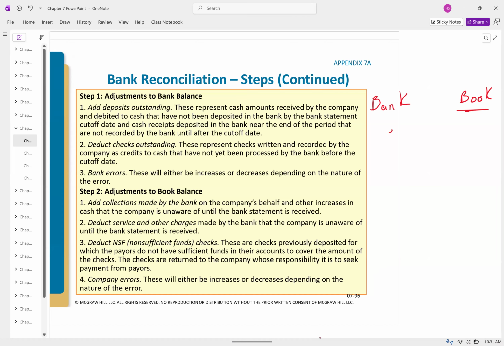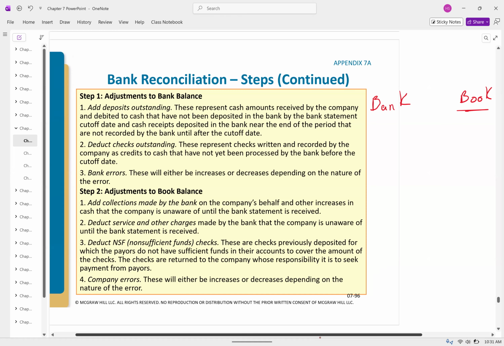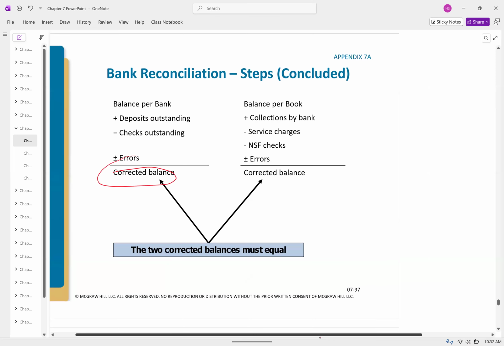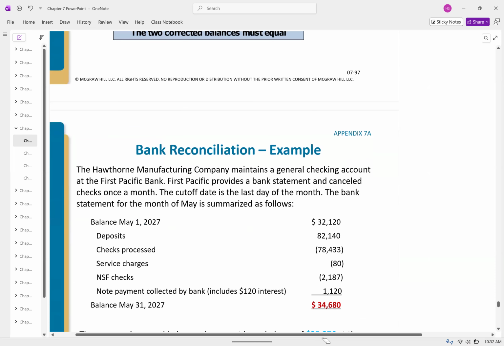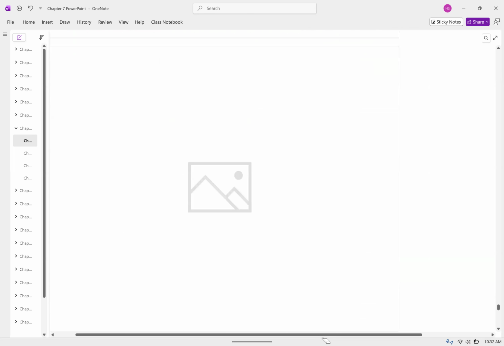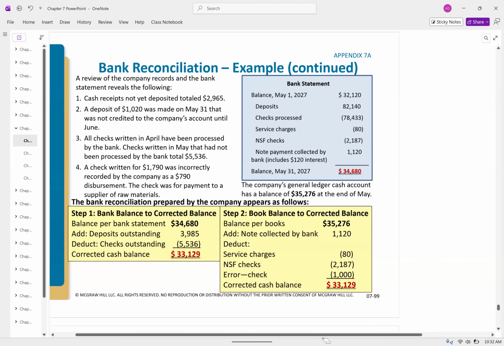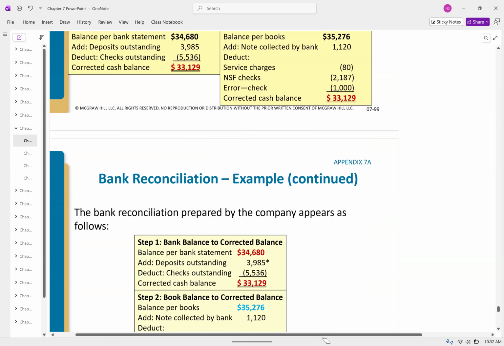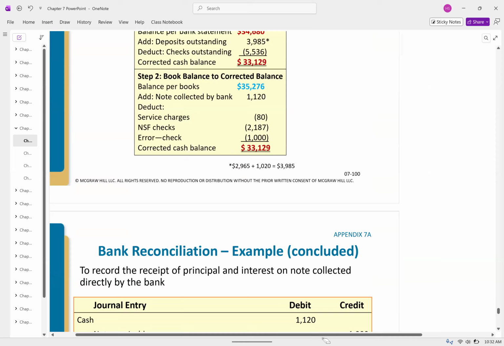So if the bank knows a piece of information, that means we don't know about it. We're going to adjust over here on the book side. If it's something we know about, like an outstanding check, it's already in our book balance. We're going to adjust the bank side. Okay. And they have to equal. Bank and the book side, they both have to equal. If they don't, you did something wrong, go back and do it again. Okay. Here I'll just hover over that a little bit if you wanted to pause the video and look at that bank reconciliation. Notice it's balanced.